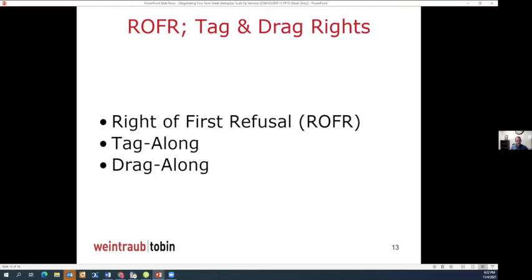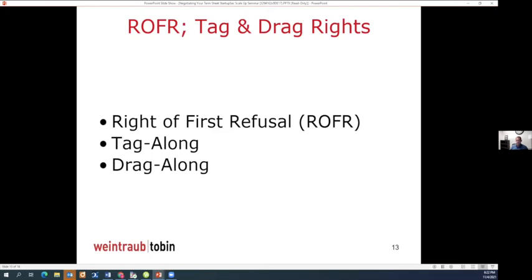And then drag along is basically the opposite of that. It's the right to force other shareholders to participate in the sale. So if Jeff says, hey, I'm interested in buying the shares of the company, but I don't want to be a 50% owner, I need to have the whole thing.